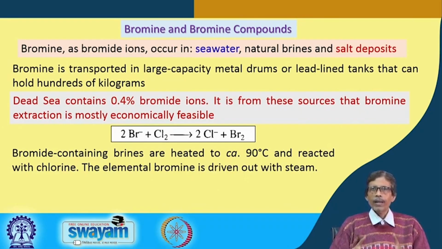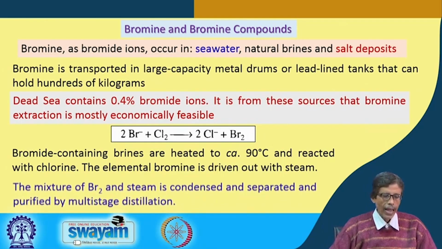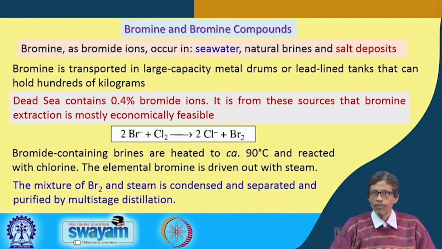So, a separating funnel separates the liquids in terms of their density differences in 2 layers or 3 layers, and we take out from the bottom the heavier liquid first, then the other lighter ones. So, it is driven out from the steam, and the mixture of bromine and steam therefore is condensed and separated and purified by multi-stage distillation.